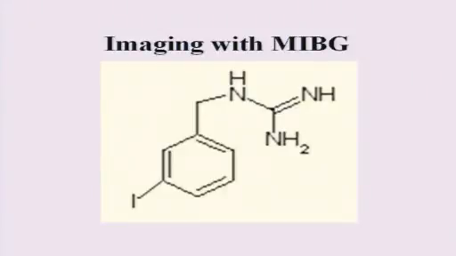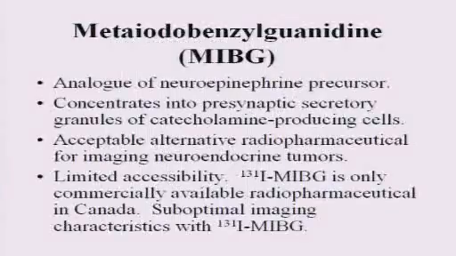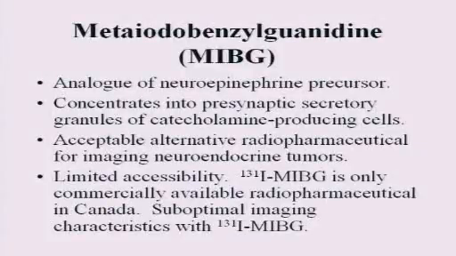Okay, so I'm going to talk very briefly about MIBG imaging. It is an analog of norepinephrine, which concentrates in the presynaptic secretory granules of the catecholamine-producing cells. It is an acceptable alternative imaging modality for neuroendocrine tumors. The problem is that there is limited accessibility. Iodine-123 MIBG would be a much better radiopharmaceutical, with better imaging and dosimetric characteristics. However, MIBG with iodine-131 is the only one that is commercially available in Canada.